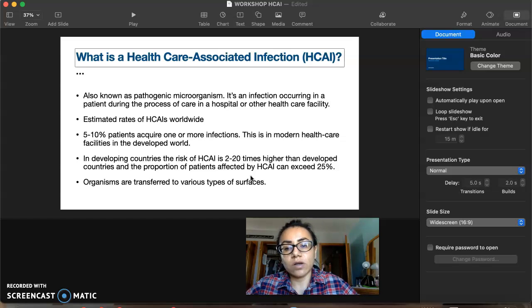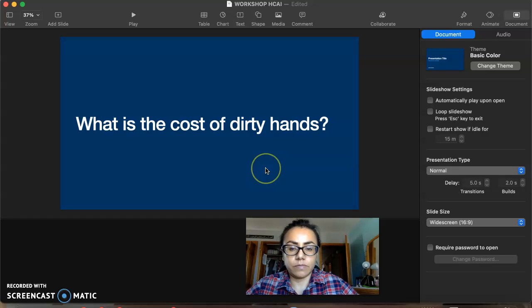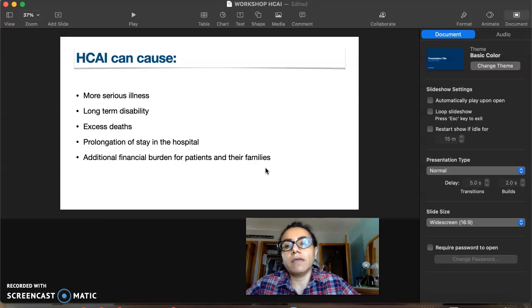These organisms are transferred to various types of surfaces. Another question is, what is the cause of dirty hands? What is the cause of no washing hands? Infections can cause more serious illness, long-term disability, excess deaths, prolongation of stay in the hospital, and additional financial burden for patients and their families.